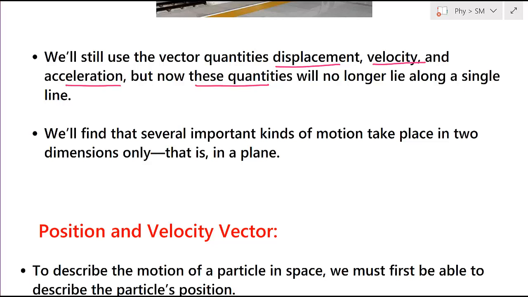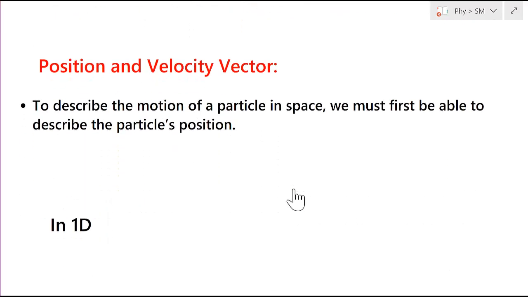Now we will study some terminology. First is the position vector. What is a position vector? One thing is, it is a vector, that's why it is called a position vector. And the term position means where the object is located. What is the position of that object? When I say position vector, I want to know where the object is located and what vector can describe it. To describe the motion of a particle in space, in a straight line, or in a plane, we must first be able to describe the particle's position. So we should know where the object is, and that is called the position vector.